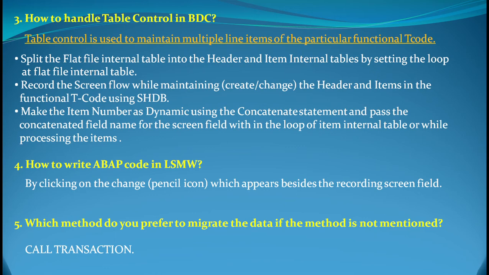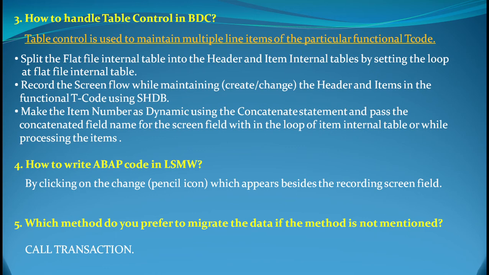Then you have how to write ABAP code in LSMW. Now this is a very easy thing. There's a change pencil icon which appears beside the recording screen field. You just have to click on it. And this is not just for LSMW. If you have to create anything or change anything, this pencil icon is generally used to ensure that you would also be able to edit it.